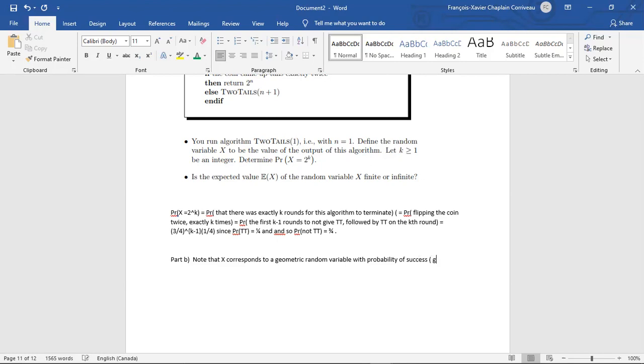Here, the notion is getting tails, so the probability p of success is 1/4. And then you can say we have seen in class that the expected value equals 1/p for such random variables. Thus, the expected value of X is equal to 1 over 1/4, which is equal to 4.